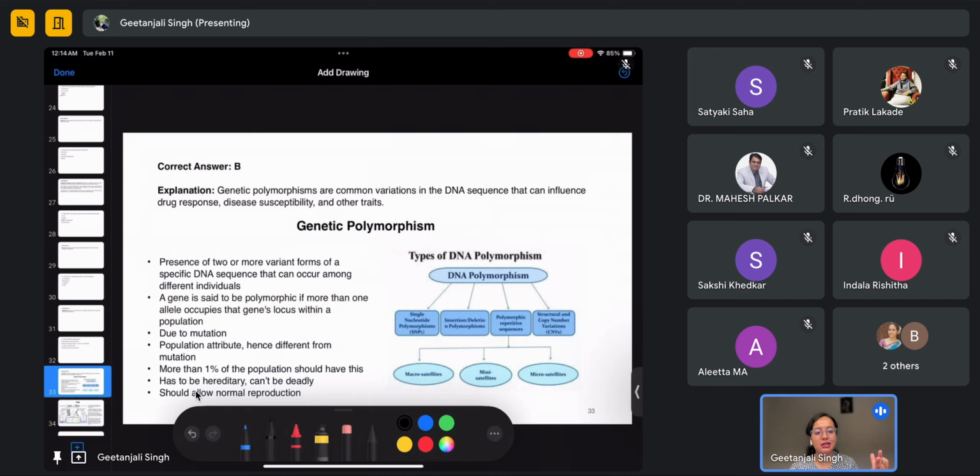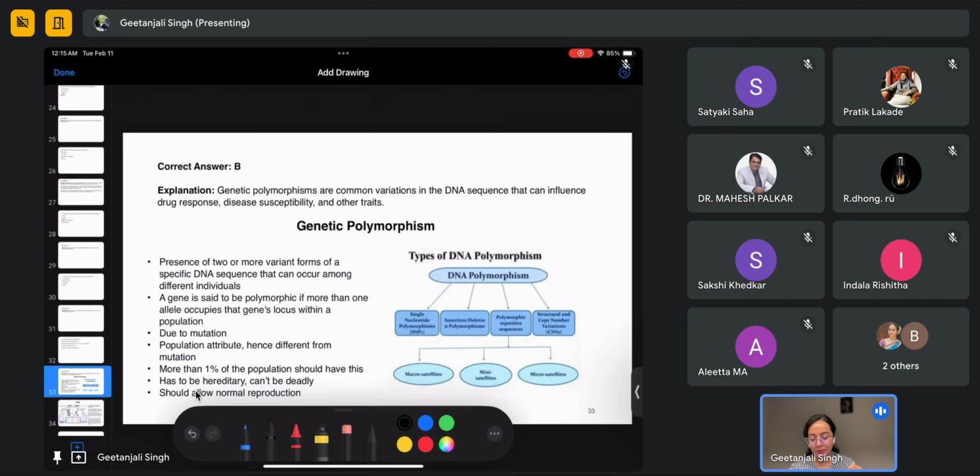Mutation can be in less than 1%, or maybe 0.5, 0.2% of the frequency, so the frequency of mutation can be very less. But in order for it to be polymorphism, it has to be in a population where out of 100 at least one person has that genetic variation in his genes. So you can see presence of two or more variant forms of a specific DNA sequence that occur among different individuals in a population. It's a population attribute. That's the main thing.